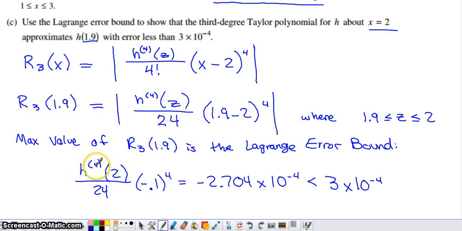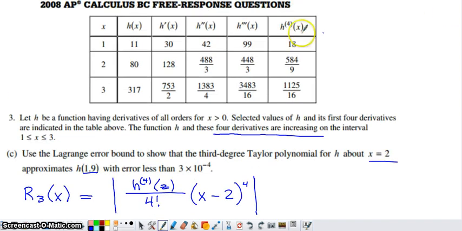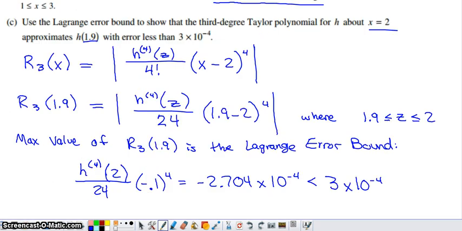And the 4th derivative of h evaluated at 2 is something you can take from the table. Right? The 4th derivative of h is here. Evaluated at 2 is this number here. If you toss that here, divide by 24, and then also evaluate the negative 1 to the 4th, and I lost my absolute values here for some reason.